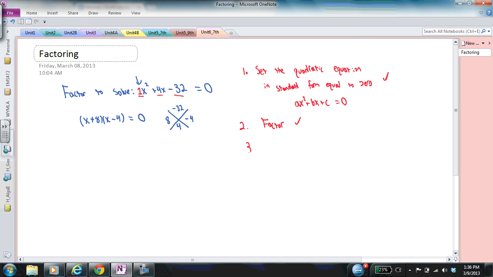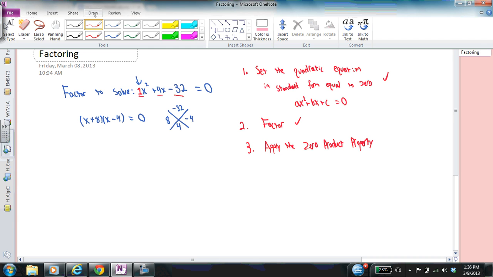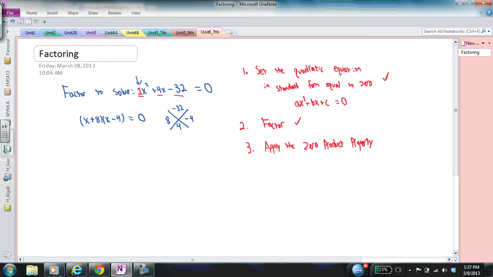We factored. Now step 3 is to apply the zero product property. So remember, zero product property says that if two things multiply to be 0, then either one or the other has to be 0. So either x plus 8 has to equal 0 or x minus 4 has to equal 0 for these two things to multiply to give me 0. So I can set up two equations. X plus 8 equals 0 or x minus 4 equals 0.